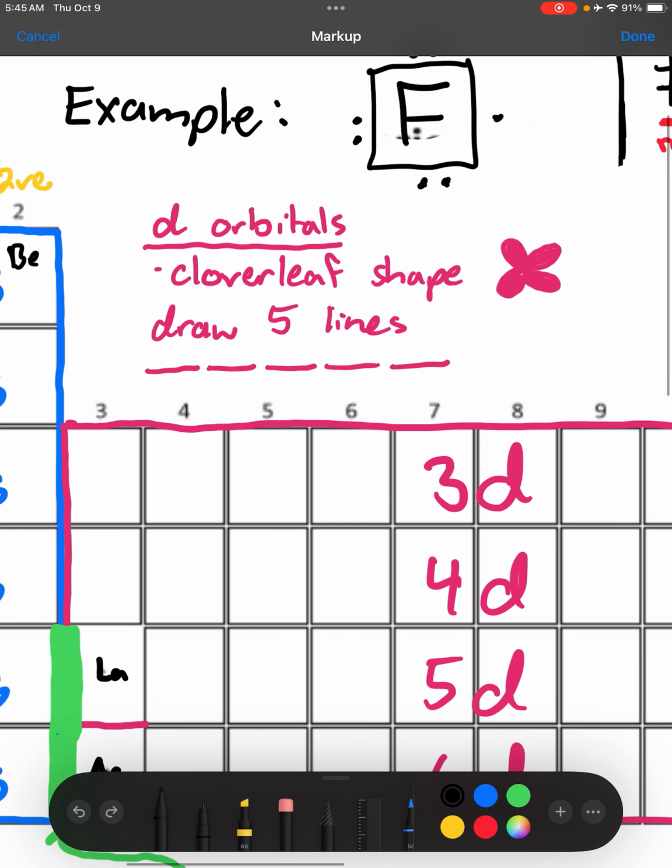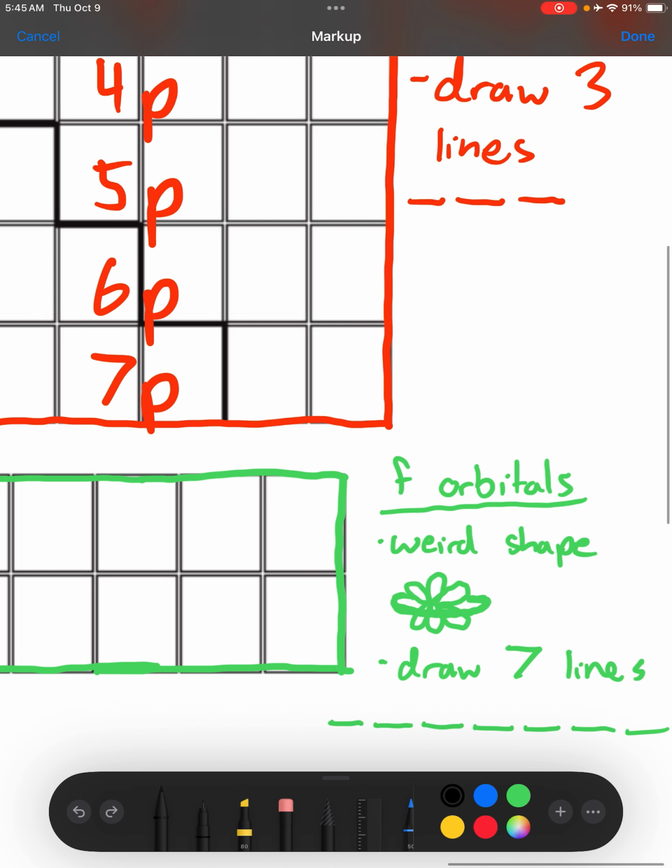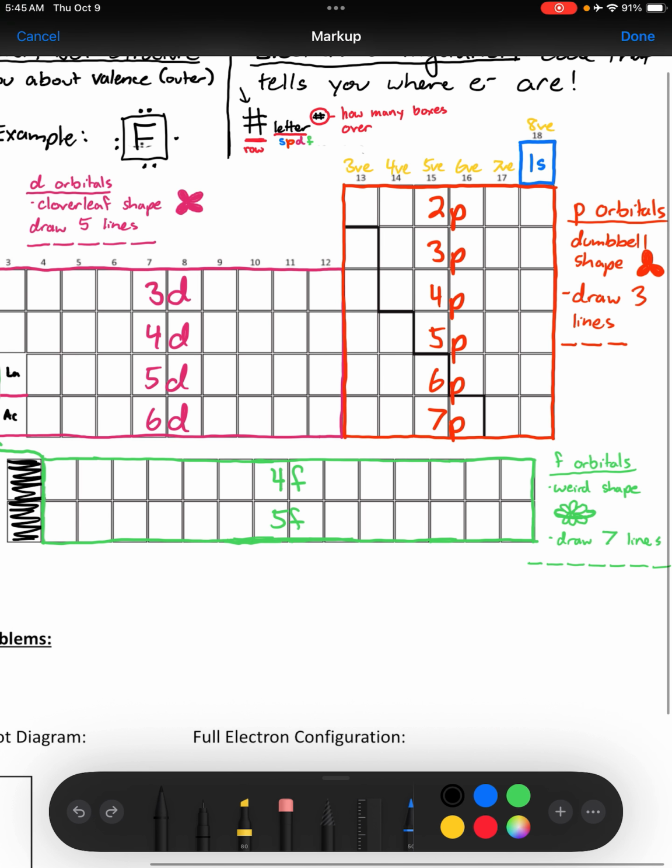D orbital spaces are cloverleaf-shaped, and we would draw 5 lines because there are 5 of those orbital spaces per row. And then finally, F orbitals are just odd-shaped. There's a lot of different options, this one in here being the most common, but there's 7 of those orbital spaces per row, and so you would draw 7 lines in an orbital diagram.